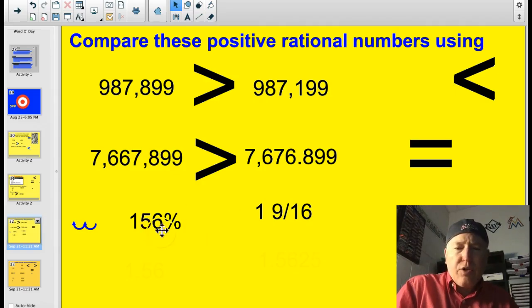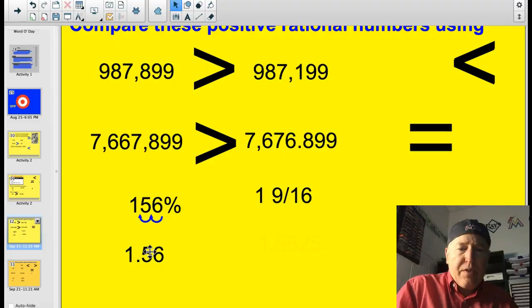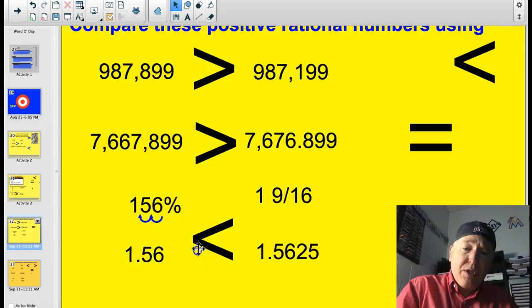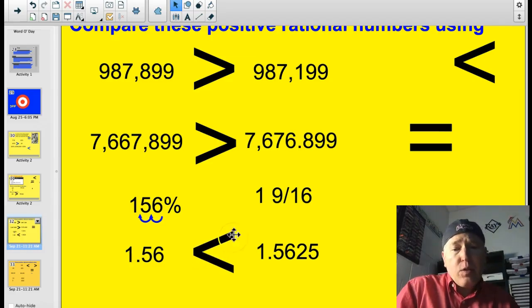Uh-oh, this is getting a little tricky. Now we have a percent and a fraction. Well, let's make that percent a decimal. Move the decimal 2 places over, and that 156% becomes 1.56. For 1 and 9/16, I could just take 9 divided by 16, and that's 0.5625, and of course it's really 1.5625. And we can see that this one here is larger. They both have 1.56, but this one's got that extra 0.0025 on there, so this one is greater.